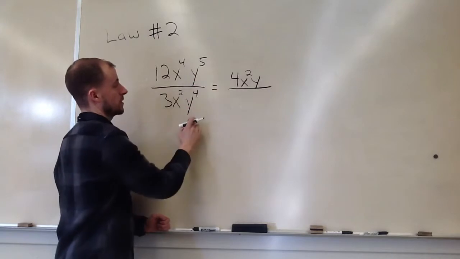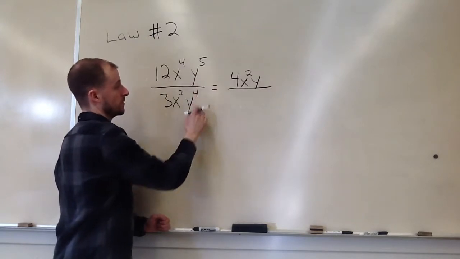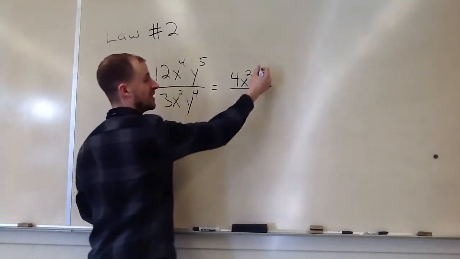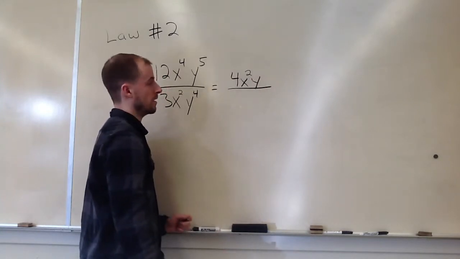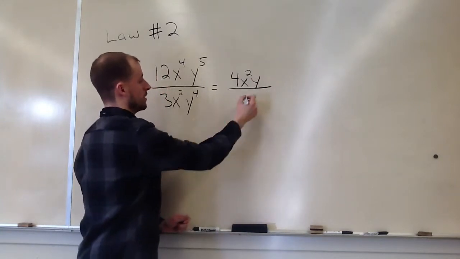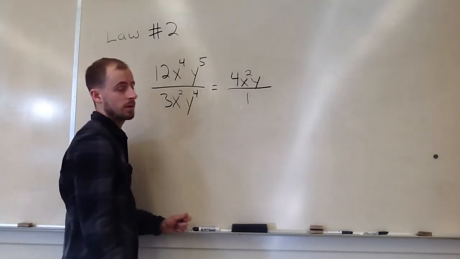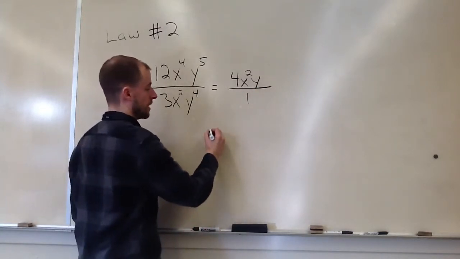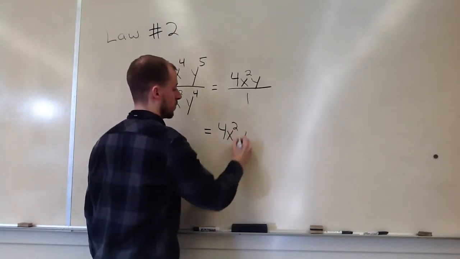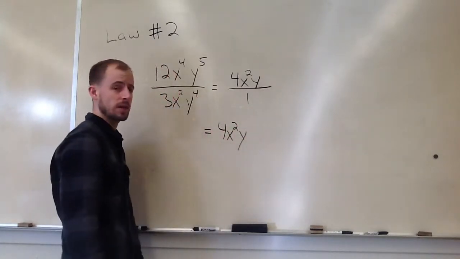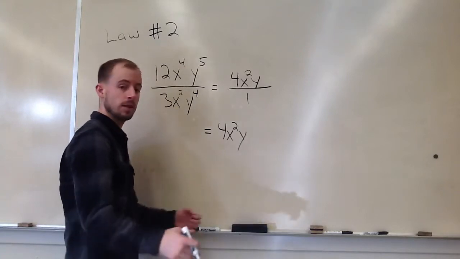Here's the y's. Subtract the exponents. 5 minus 4 is 1. Do I really need to write a 1 there? No, I don't need to. Now you might be saying, well, what goes in the bottom? Well, this is just going to be 1 down here. So the best way to write this as simplified would be like this: 4x squared y, or 4 times x squared times y. And that's it.